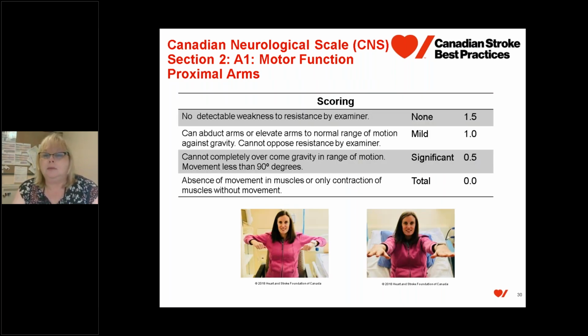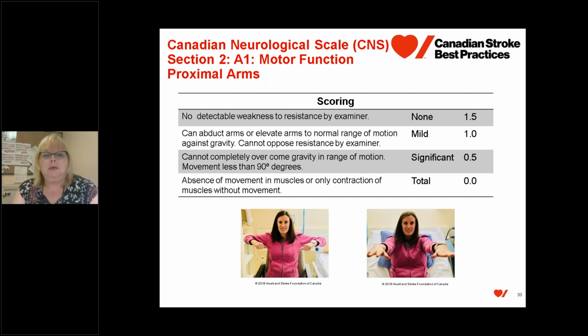Scoring for proximal arms, or for each of the elements of A1 motor testing, is the same. None indicates no weakness. Here, it is scored by that there is no weakness to resistance by the examiner. If we look at mild, the patient can move the arms in this situation to normal range of motion against gravity, but when the examiner applies resistance, they are not able to overcome the resistance applied by the examiner.